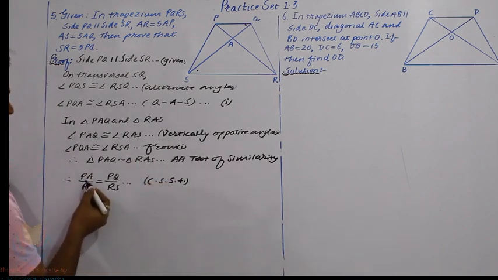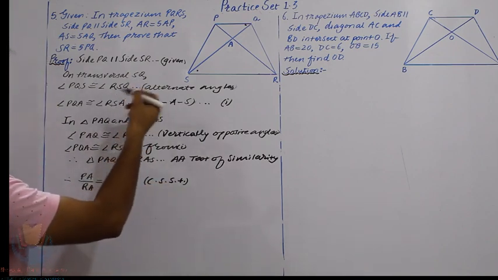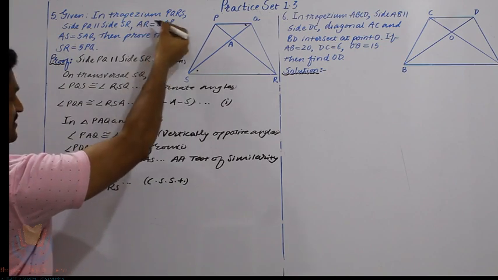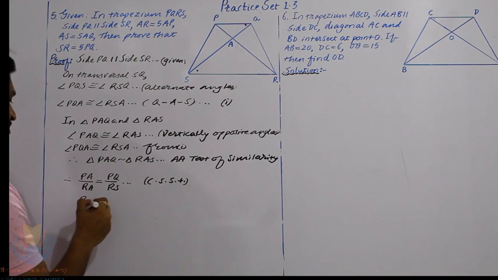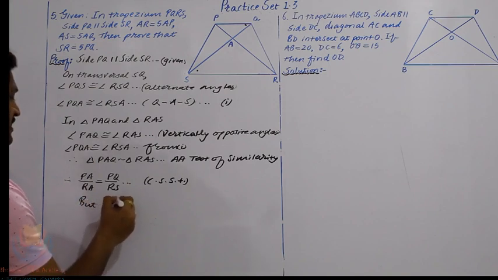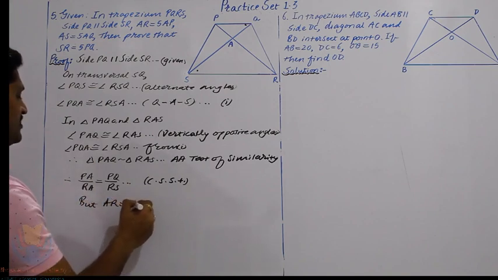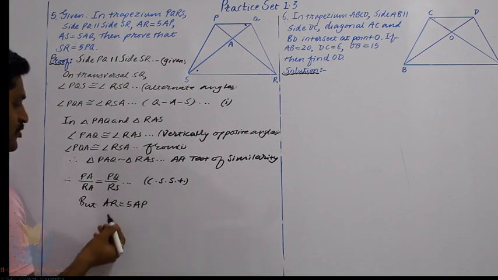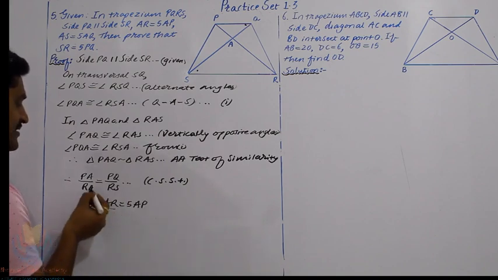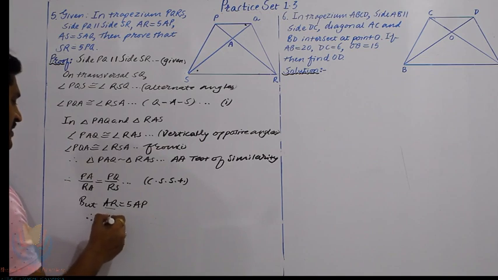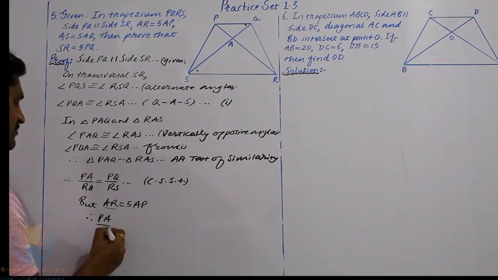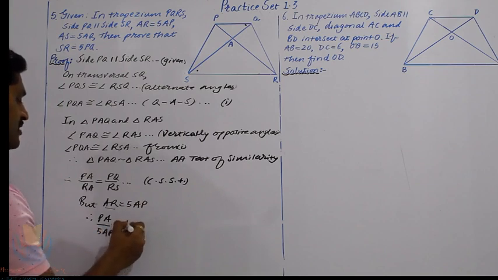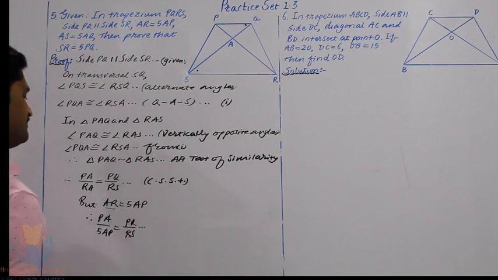So we will copy one of the given. So you can see here this AR is 5 times AP. So let's copy it. This AR is given to be 5 times AP. So let's substitute this value of AR in this equation. So therefore this PA will be as it is, but this RA will become 5 times AP in the denominator, and the remaining terms will be as they are, PQ upon RS.